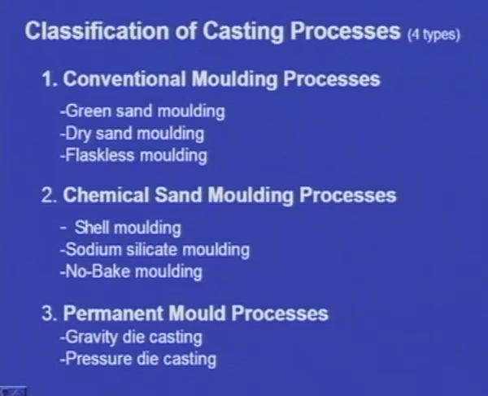In the case of the gravity die casting, the molten metal flows into the cavity by virtue of gravity. And in the case of the pressure die casting, we use external pressure to inject the molten metal into the mold cavity. So this is the pressure die casting.